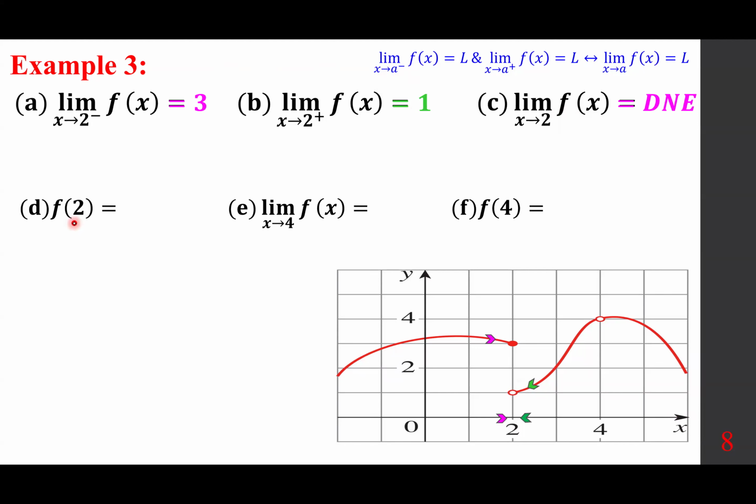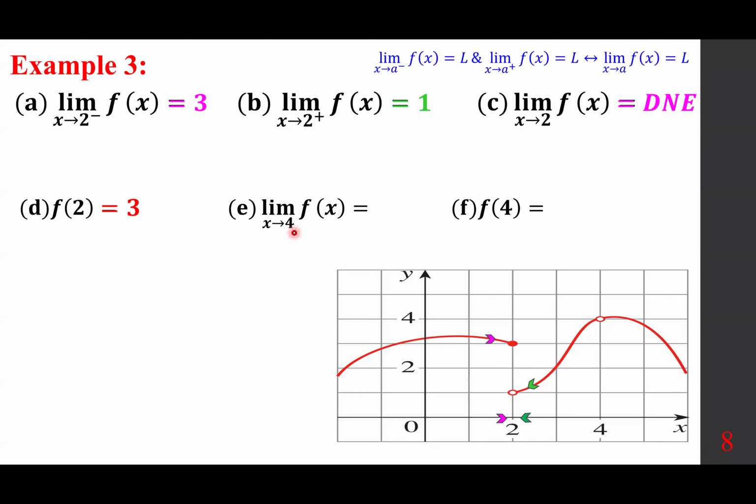F of 2. Well, you look at x equals 2, look for the solid point, which is here, and has the y coordinate 3. That's your answer. F of 2, that means x exactly at 2. What is the y coordinate?